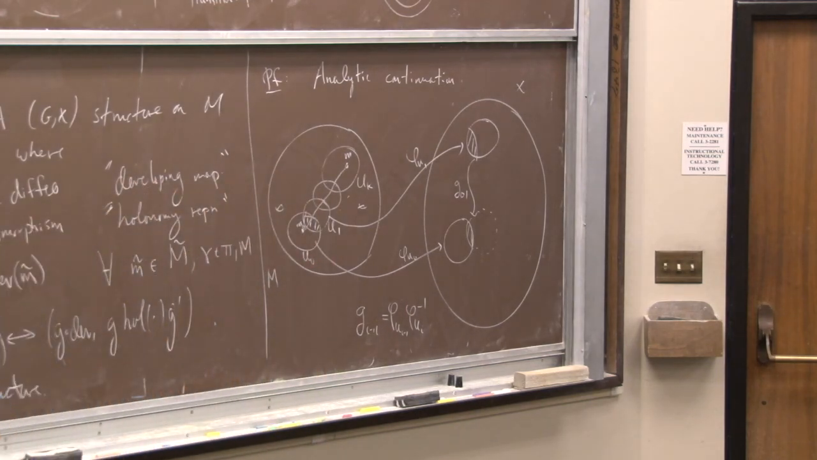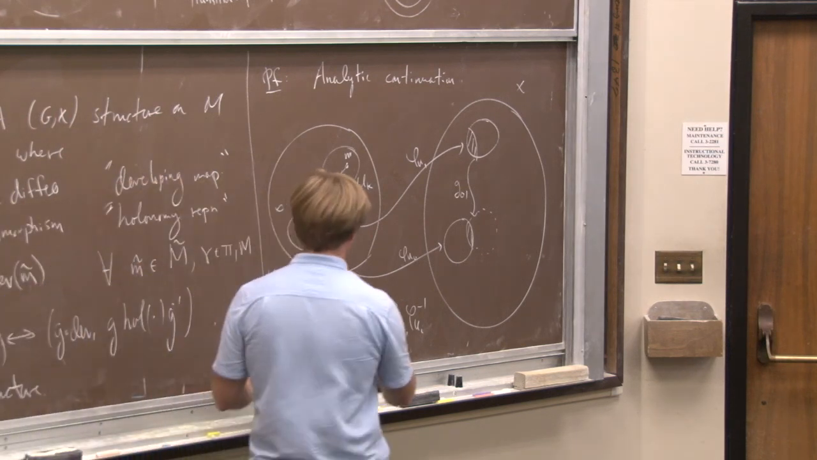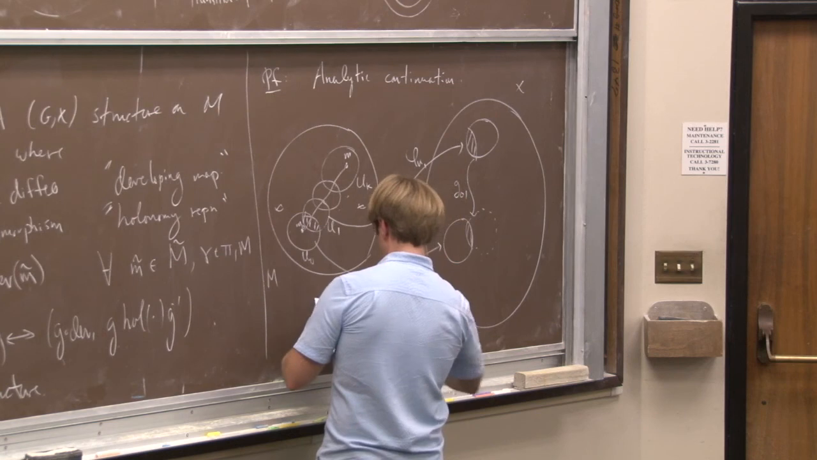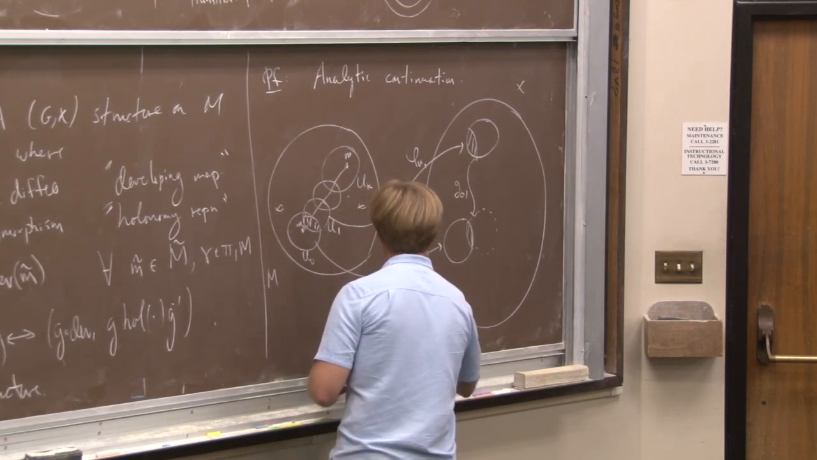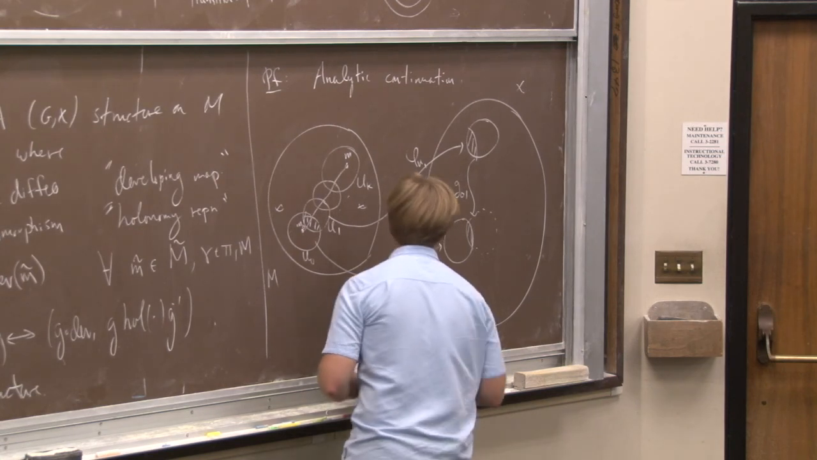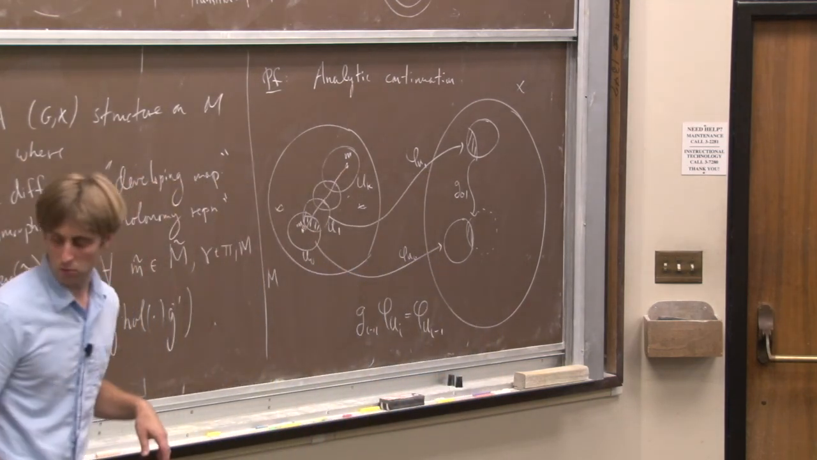Let me just double check. That's what I want to do here. No, I mean the opposite. Okay, here's what I want. G(i-1,i) phi ui is phi u(i-1), where that makes sense.